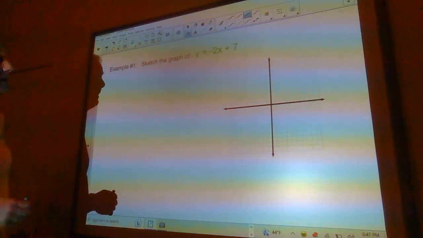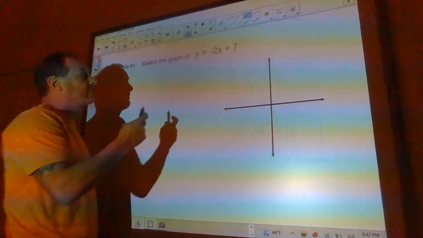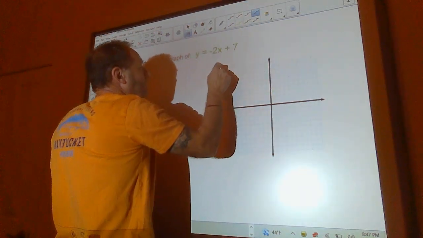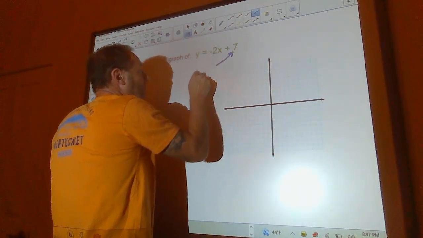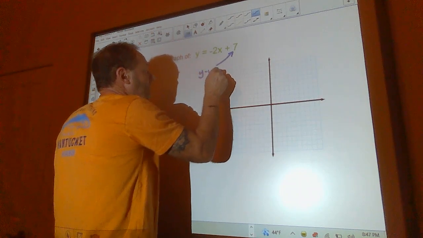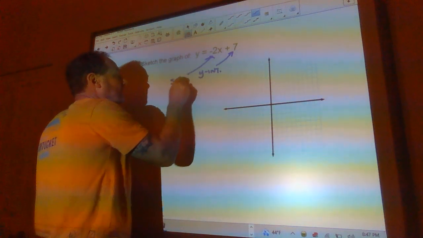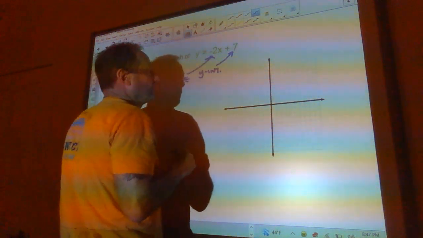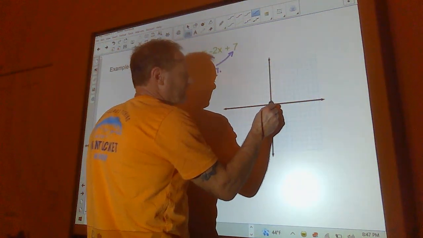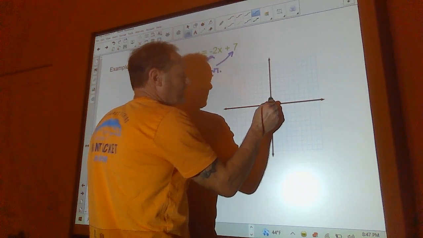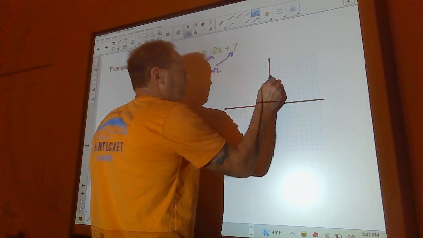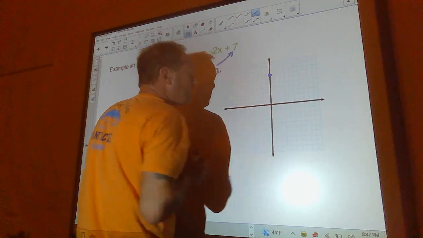So, real quick review here. Sketch a graph of y = -2x + 7. This is, of course, in slope-intercept form. Remember, this is your y-intercept, and this right here is your slope. You're going to start with your y-intercept. It would be at 7, so that's where it crosses the y-axis. So 1, 2, 3, 4, 5, 6, 7 is going to be right there.